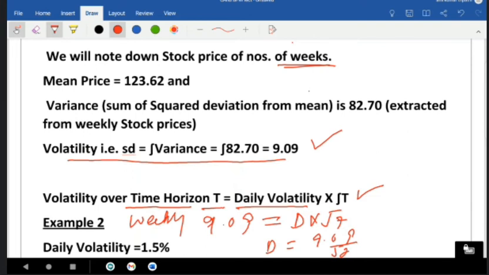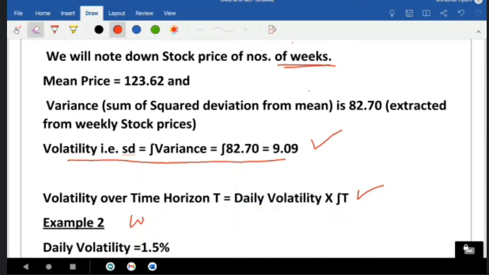So I'll take one more example here. Example number 2. It means if you want to find out from daily to weekly or daily to monthly, the same formula is here. Volatility over time horizon t equals daily volatility into square root t.